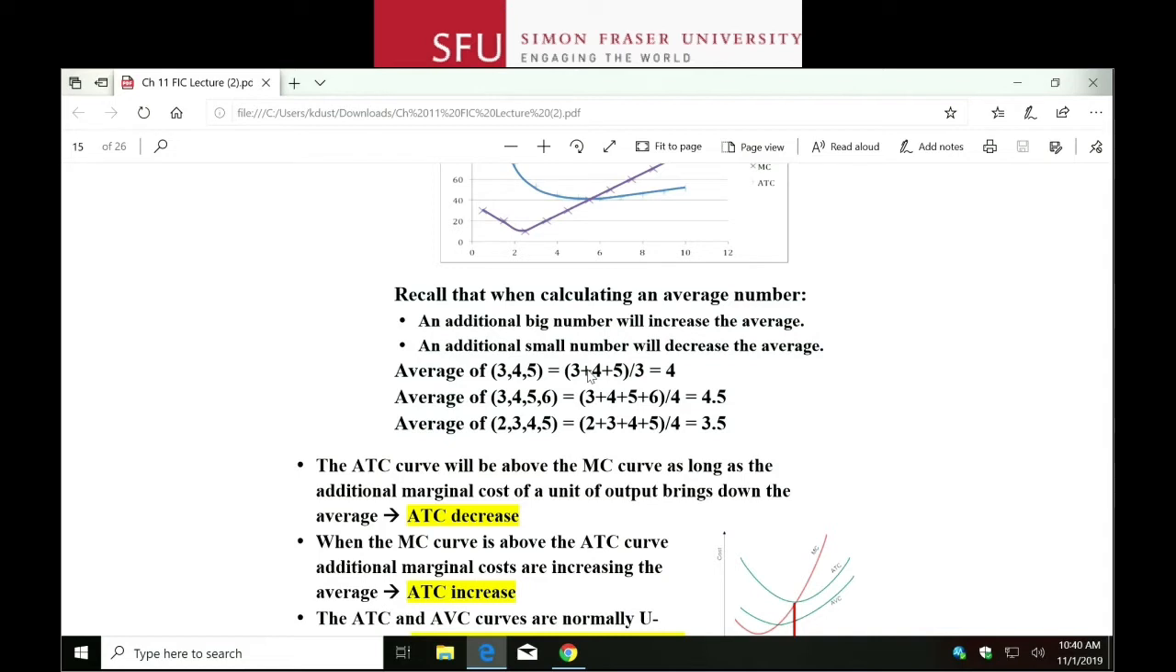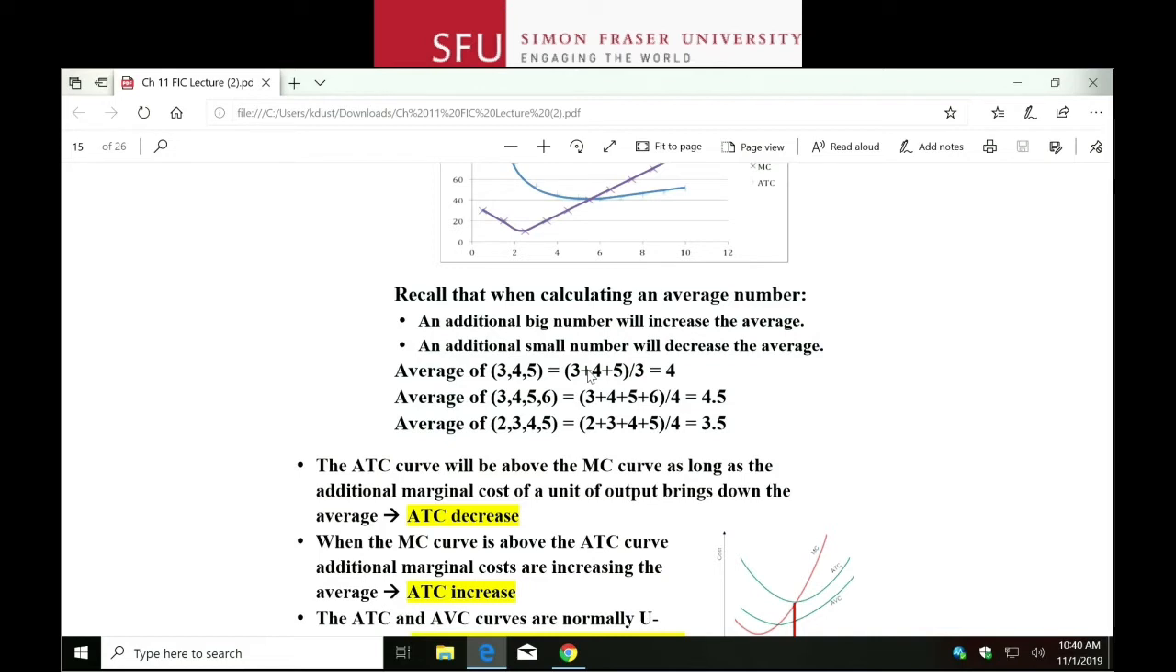So when the average cost curve is above the MC, so in other words, the MC is lower than the average, it'll bring the average down. So the average total cost curve decreases. But as soon as the marginal cost curve is above the ATC, then the ATC will start rising. And so we can see that over here in this diagram as well, right? So as long as the marginal costs are below the average, the average comes down. But as soon as the marginal costs are above the average, then the average will start to go up.